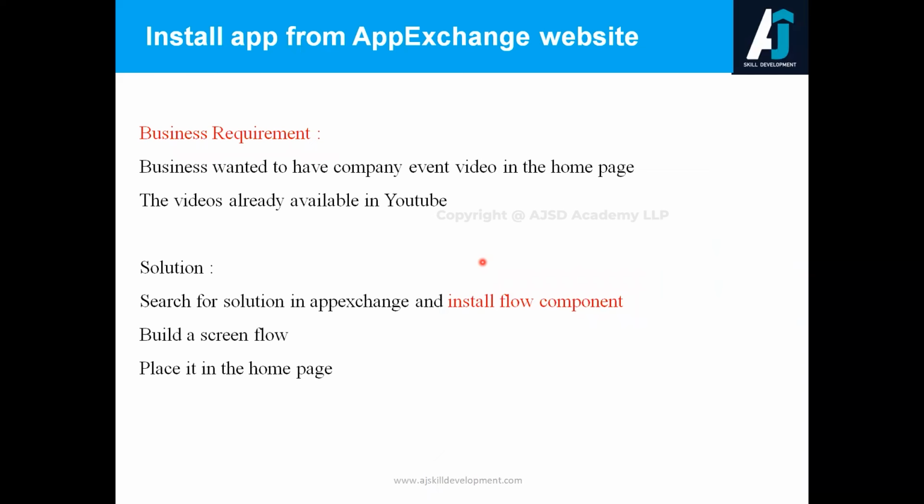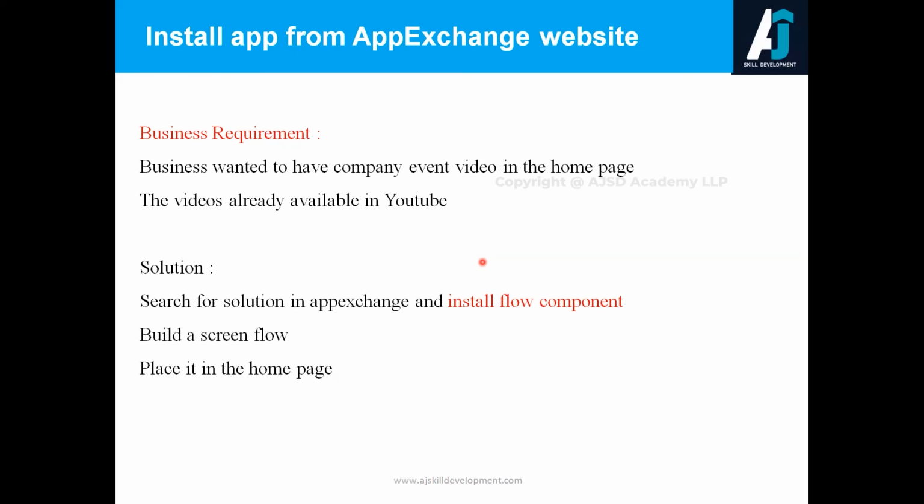The business wanted to have company event videos on the homepage. They wanted to build a homepage in such a way that it should have videos in it. Probably the videos might be already available in YouTube. They wanted to have the YouTube videos directly in their Salesforce homepage. Probably there might be a recent event in the organization. They wanted to have the event glimpses directly on the Salesforce homepage, or sometimes there might be a product release, and the product release information might be available in a YouTube video. They wanted to have it on the homepage. Then probably all the sales reps may be aware of the new releases and their key features. In that way also you can consider this business requirement.